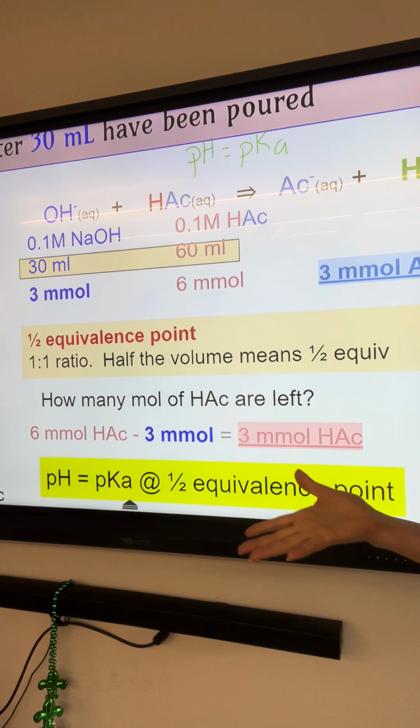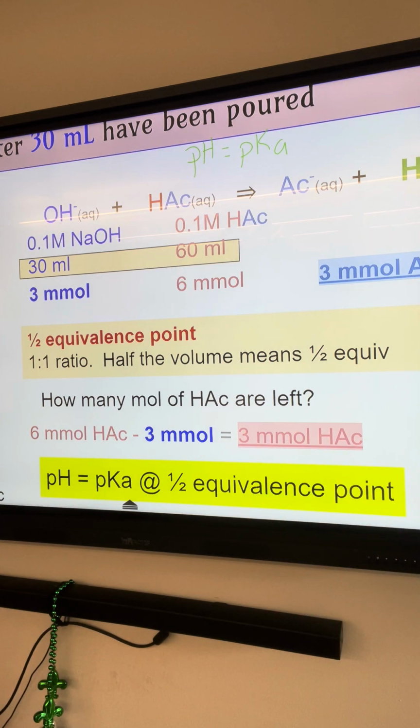Yeah, you can memorize it, but I want you to understand where it came from. Do we understand it? So then it would just be the negative log of 1.8 times 10 to the negative 5, yes. The pH is gonna be 4.76.